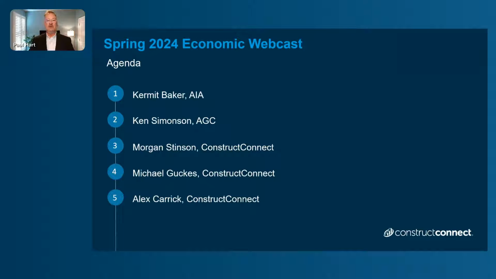Ken Simonson, chief economist at the Associated General Contractors of America, will walk us through the latest construction employment numbers and help us understand important changes in the cost of construction he's tracked since our last session in November. ConstructConnect's Vice President for Content Acquisition, Morgan Stinson, will review recent trends we're seeing in volumes of new bidding projects in the US and Canada.